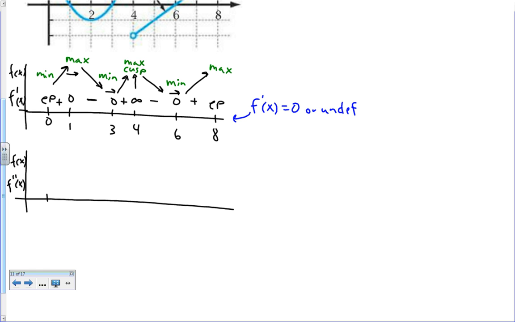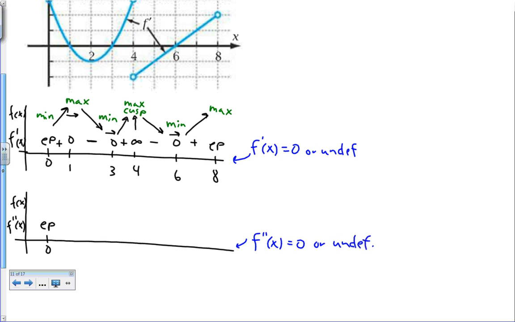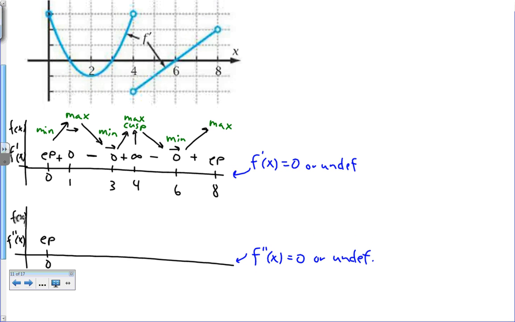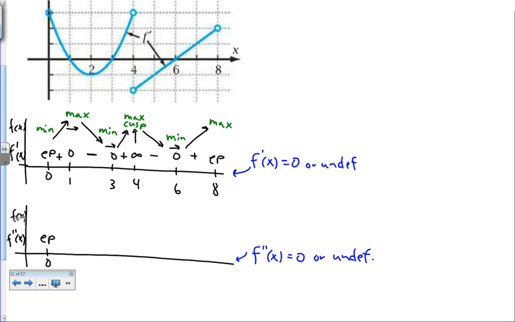But at 0, we have an endpoint we can mark. And the points that we're marking now, these are the critical points of function f prime. So that's where f double prime is equal to 0 or undefined. That's what we're going to mark along here. So I've got to think about where the derivative of the function that I'm looking at is equal to 0 or undefined. So again, I've got to consider the slope of this thing.